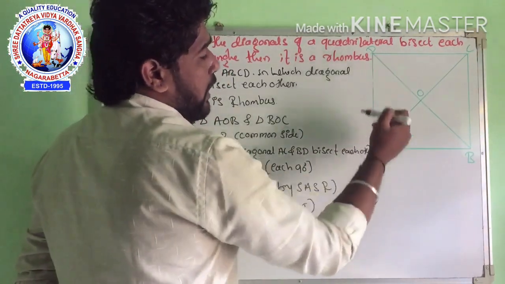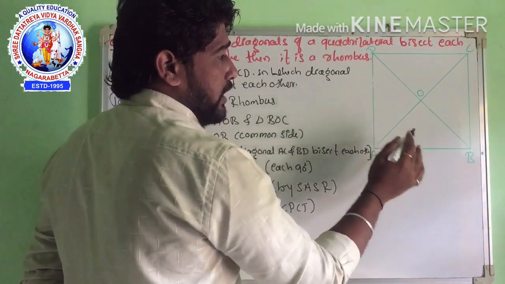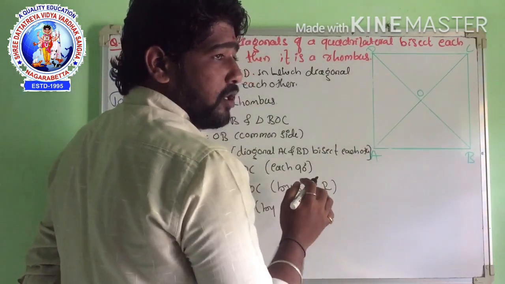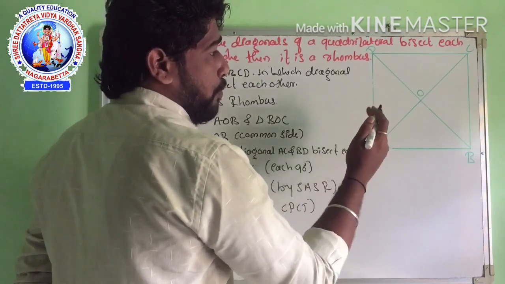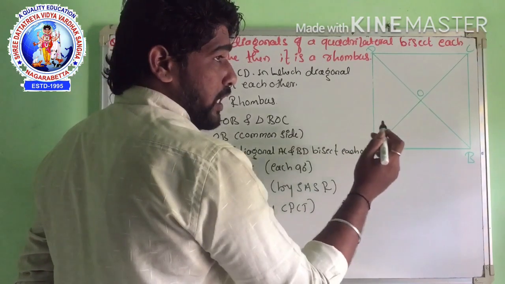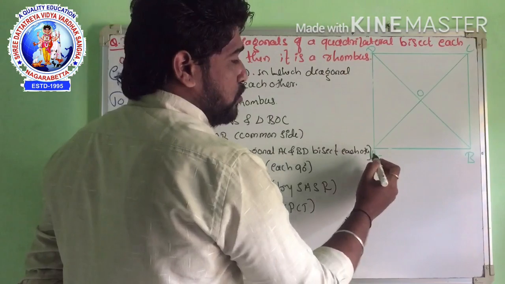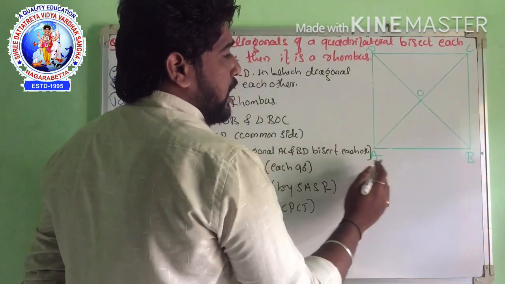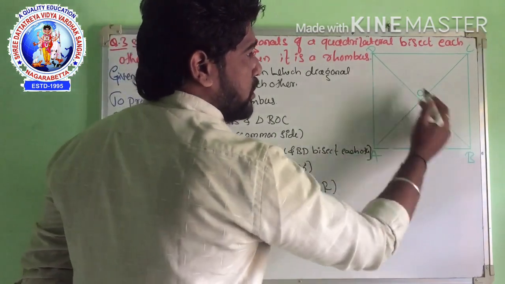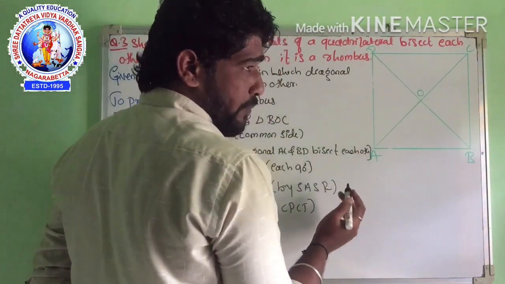So see here, ABCD is a quadrilateral. In that quadrilateral the diagonals bisect each other. It means ABCD is a parallelogram. Already we learned this in the properties of a parallelogram. So here ABCD is a parallelogram. It means its opposite sides are equal. AB is equal to DC and AD is equal to BC. The opposite sides are equal in a parallelogram.